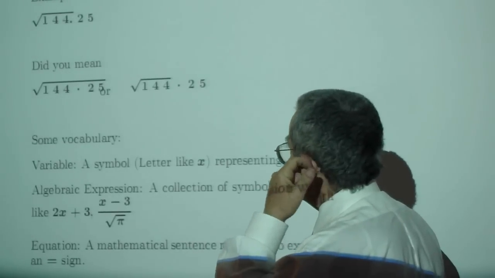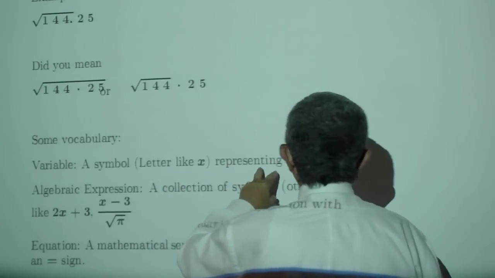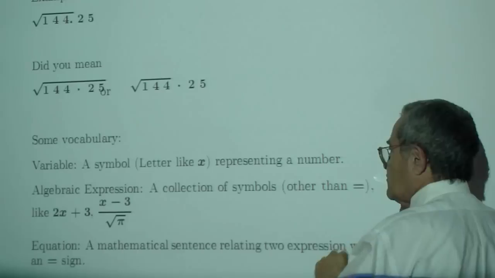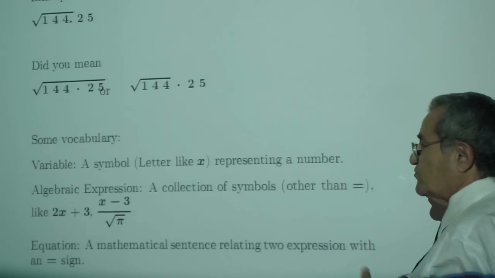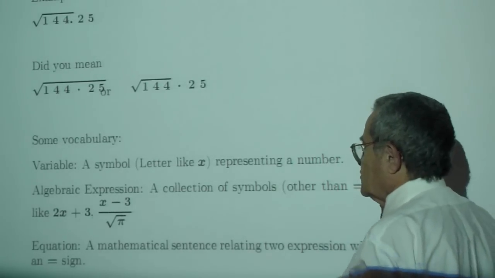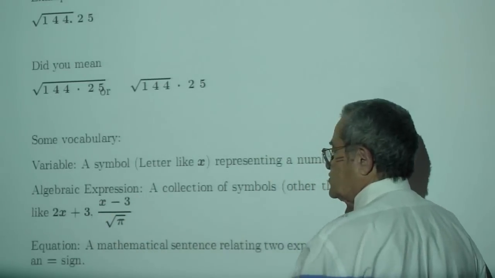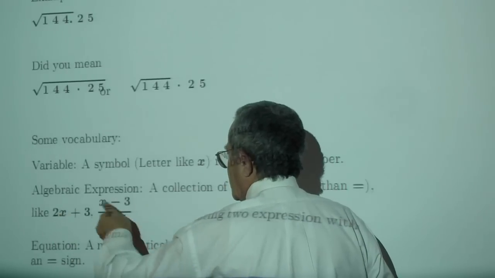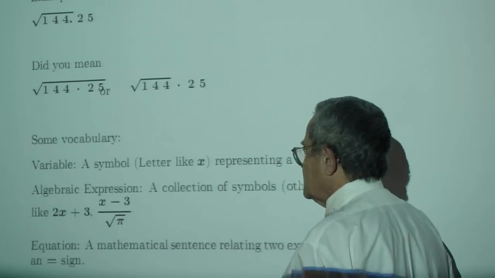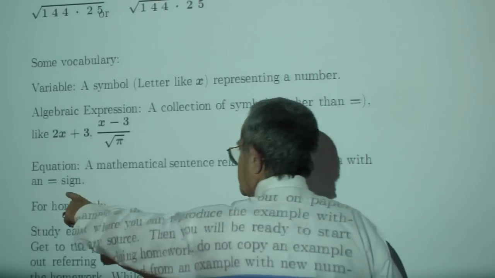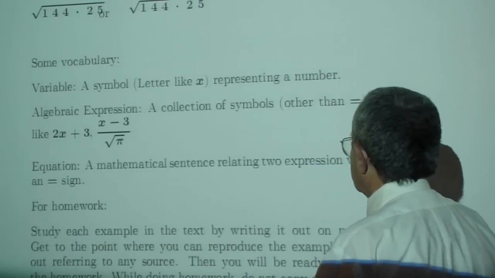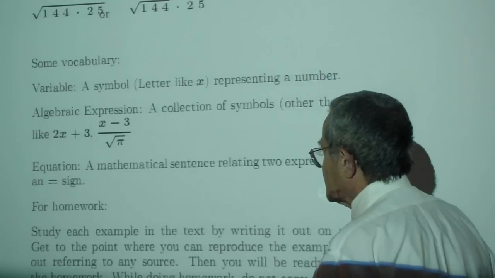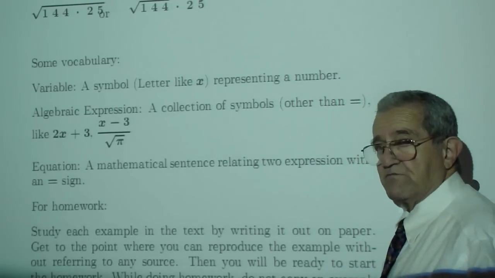And then some vocabulary. A variable, a letter like x, represents a number. An algebraic expression is a collection of symbols other than an equal sign; an equal sign or a greater than or less than sign would turn it into an equation or inequality. 2x plus 3 is an algebraic expression. No equal sign here, so you cannot solve that. You may be able to simplify it, but not solve it. x minus 3 over the square root of pi is an expression. An equation contains an equal sign, and it relates two expressions. You have a right member, you have a left member. So again, be careful how you write mathematics.